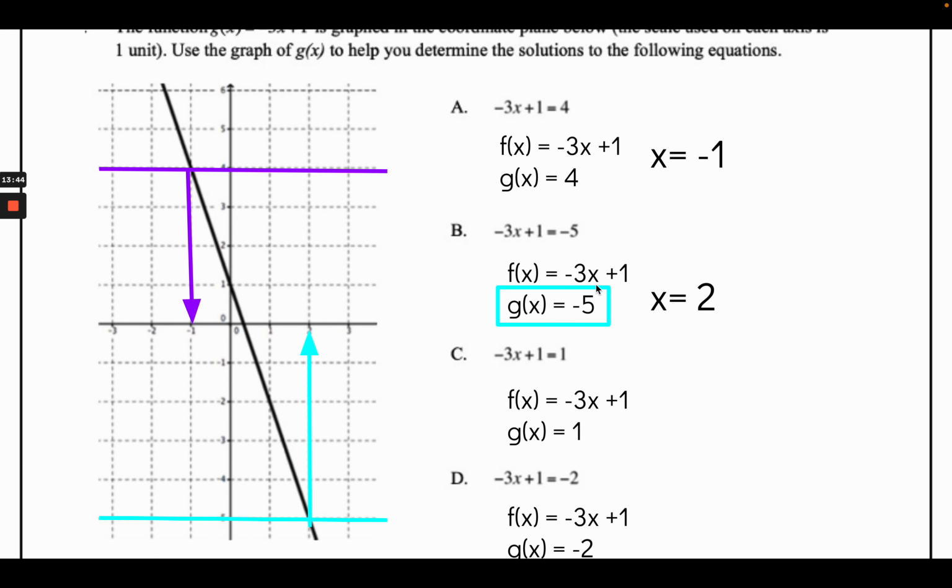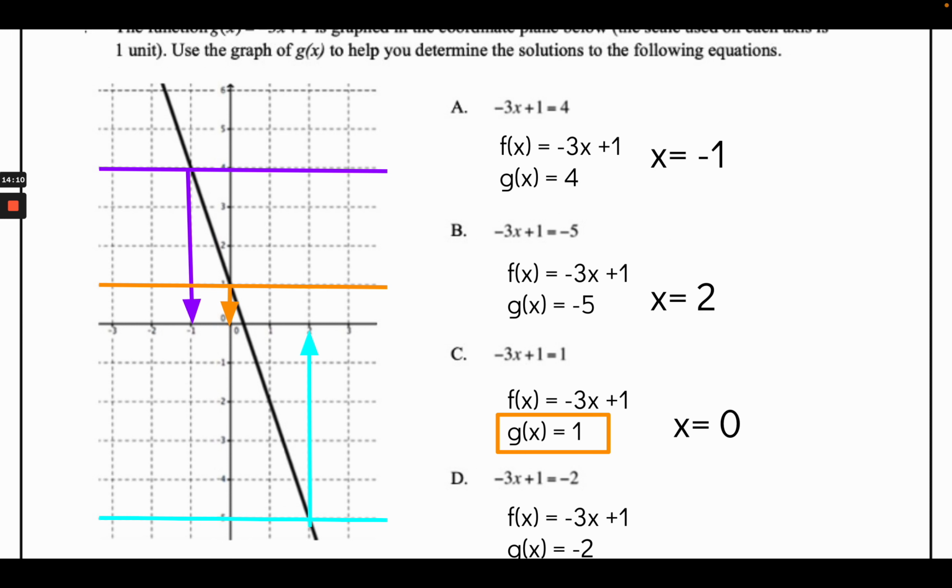Okay, grab your third color. Let's go to our next g of x. G of x equals positive 1. I'm going to use orange. I'm going to highlight my g of x. And I'm going to go to g of x equals 1 right here. And I'm going to graph a line straight across. And then I'm going to identify, where does it cross the line? It crosses the line right there. And it crosses at x equals 0.